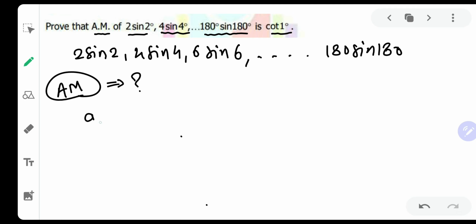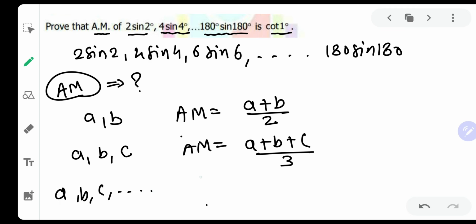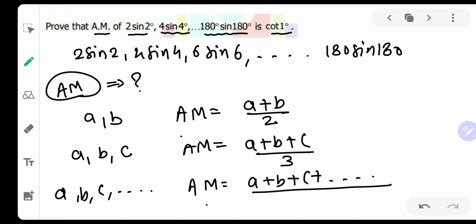Suppose if you have two numbers A and B, then the AM will be equal to A plus B by 2. Suppose if you have three numbers A, B, C, then the AM will be equal to A plus B plus C by 3. Suppose if you have n numbers A, B, C and so on, then the AM will be A plus B plus C and so on, addition of all the numbers divided by how many numbers, that is n. Okay, so that is basically our AM.